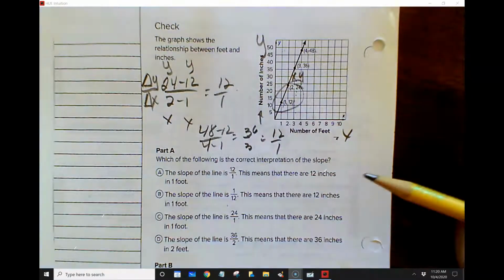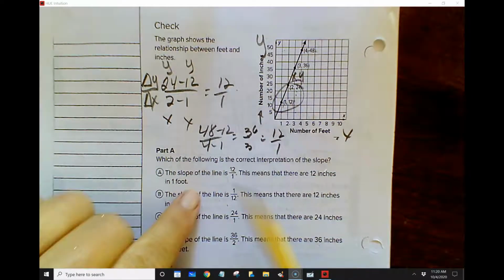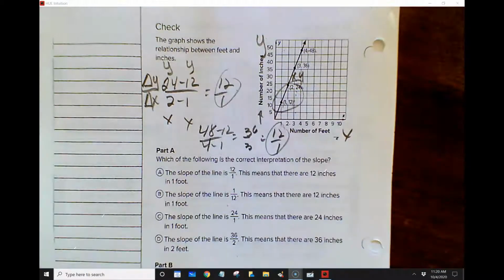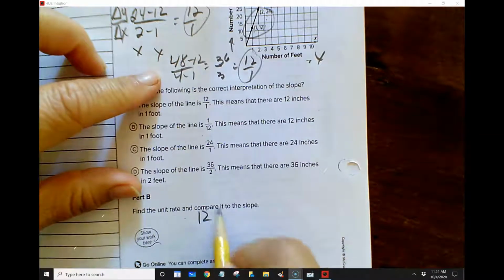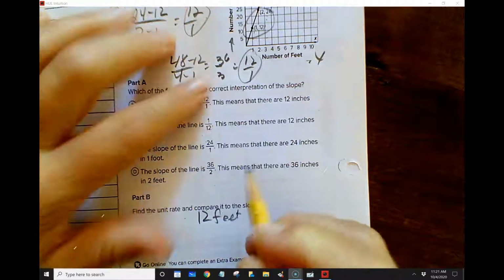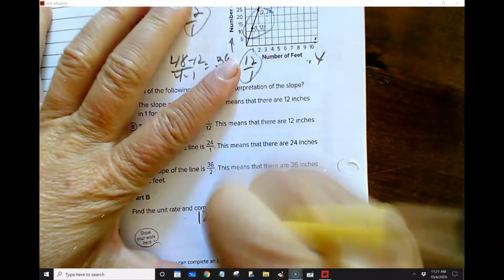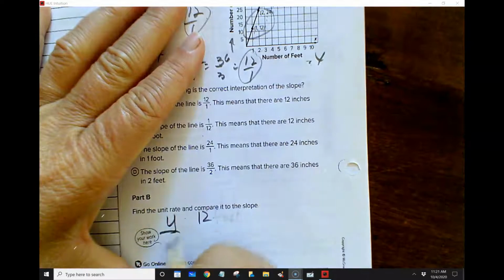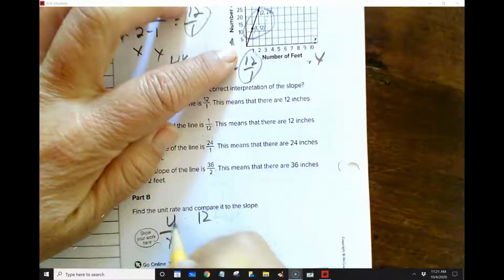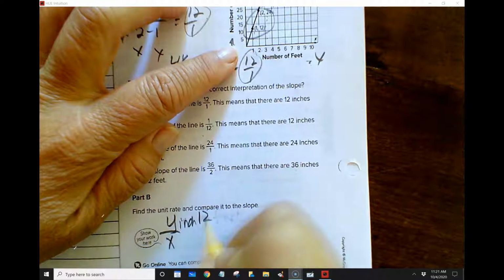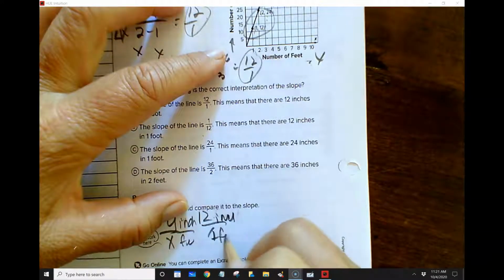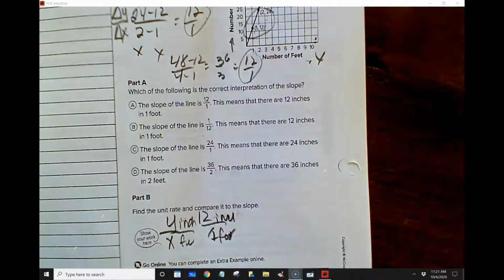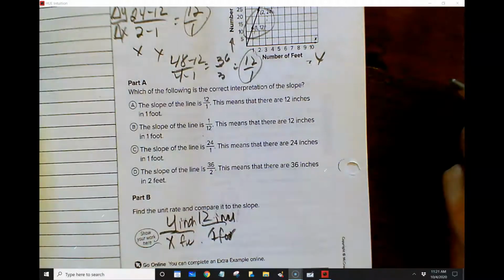So if I go through it, oh boy, I don't know what this means. I'm not even going to read it. This is the slope of the line, okay? And if I look at the unit rate and compare it to the slope, well, again, for every 12 inches, got my X's and Y's mixed up. My Y is inches. Oh my gosh, I'm just all over the place. For every 12 inches, I have 1 foot. There you go. I know I get it right eventually. If you write it out, it really helps. Inches and feet. So that is what we're looking at here.